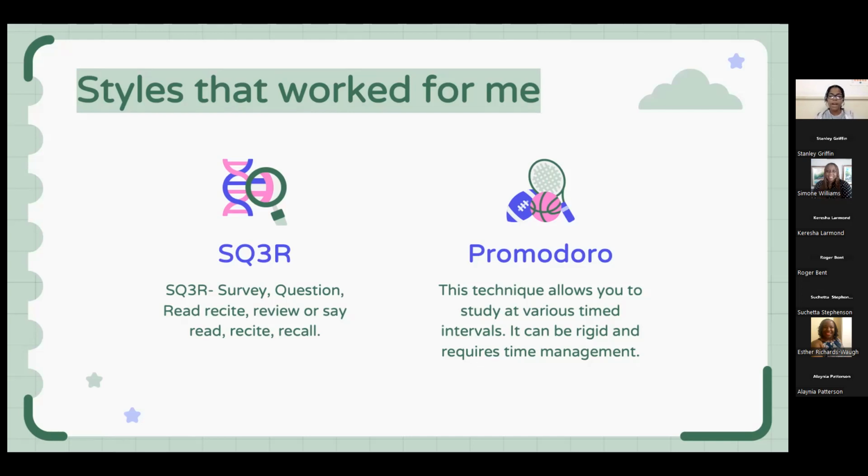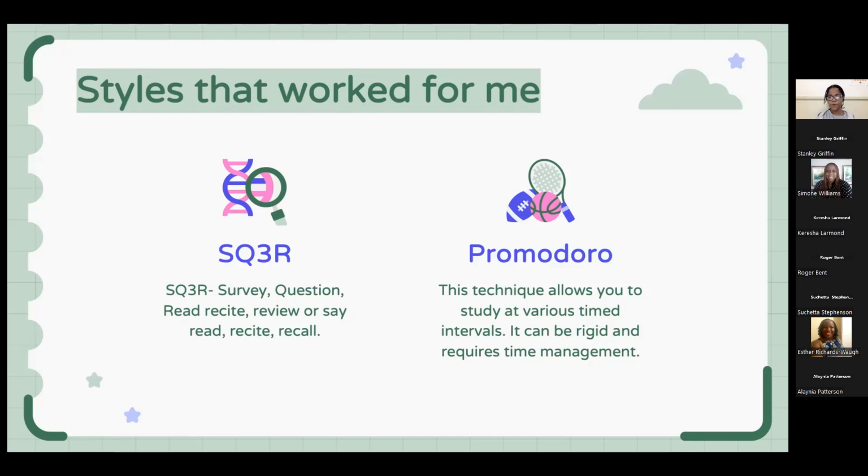So read, recite, review, or some people would say read, recite, recall, because it's an active recall method, once again, where it involves you either talking about what you just learned or writing it down, but at some point you have to compare what you know and what is presented. So that's the SQ3R method.